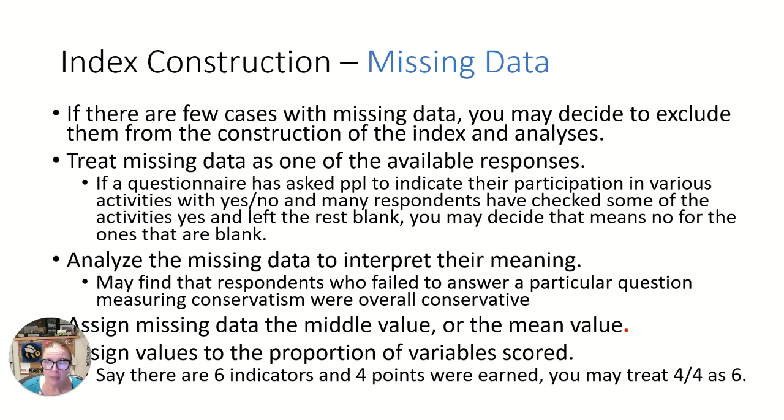How I've dealt with missing data in the past is I just don't include it. But there's methods you can use. You could treat it as one of the responses that was available, so you could find the average response and put that in for anything that's missing. You could look for patterns. There's all kinds of statistical things you can do there. Just know it's an option. You don't have to know how to do it.